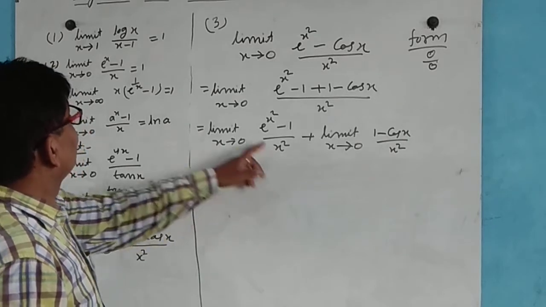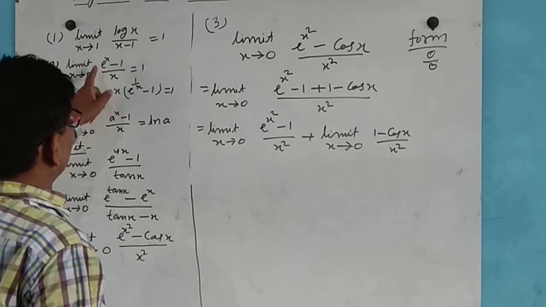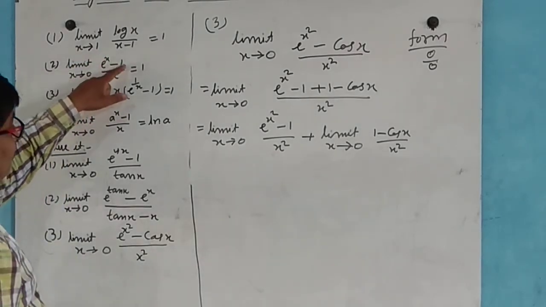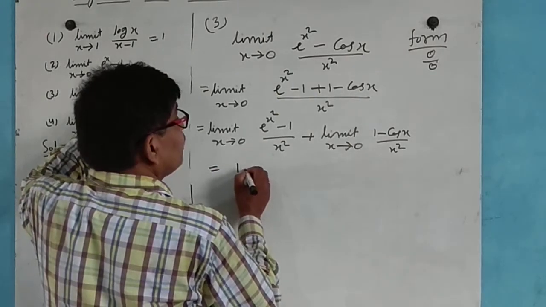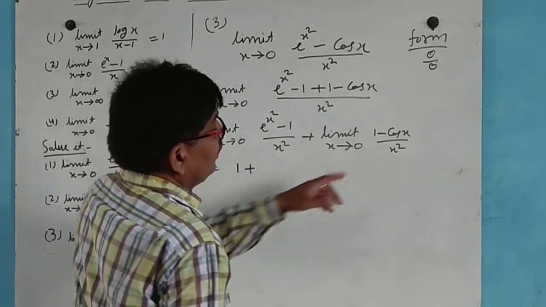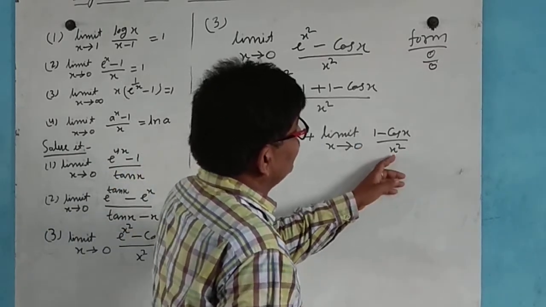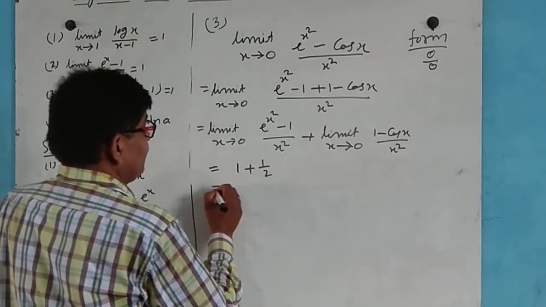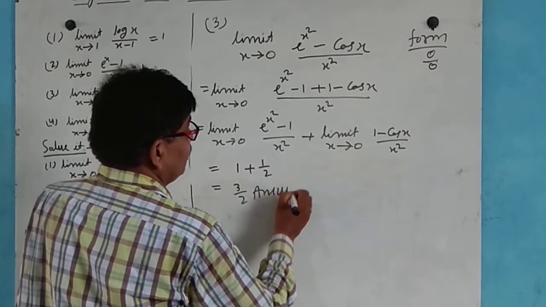As you know that (e to the power x minus 1) by x equals 1, with x replaced by x square, the limit x tends to 0 of (e to the power x square minus 1) by x square is also equal to 1, plus the limit x tends to 0 of (1 minus cos x) divided by x square, which equals half. This is equal to 3 by 2. Answer.